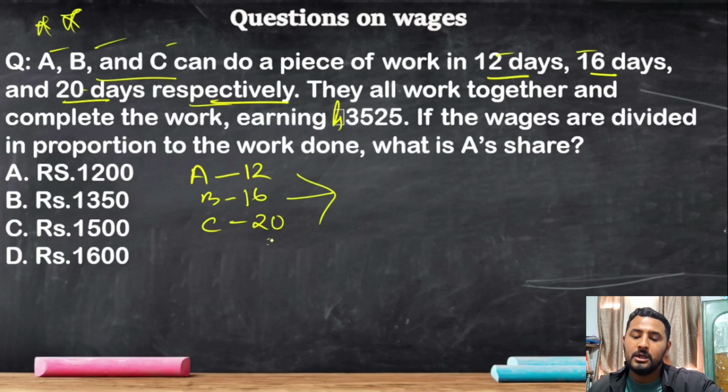Now for the bigger number, 20, 40, 60, 80, 100, but this is not divisible by any of these. 120: is 120 divisible by 16? Check, 16 into 5 is 80, not yet possible. Not possible, go more. 120, 140, then comes 160. Is 160 possible?